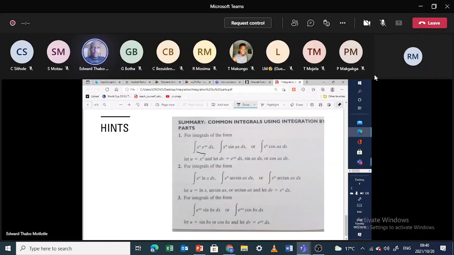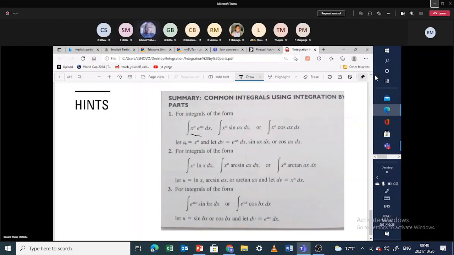Here, we have x to the power n, e to the power ax. So in this case, you choose your u. Remember that the integral of u dv equals uv minus the integral of v du. So you choose your u to be x to the power n and your dv to be e to the power ax dx. Then you differentiate to determine du, you integrate to determine v. So that's the process that we are going to follow.